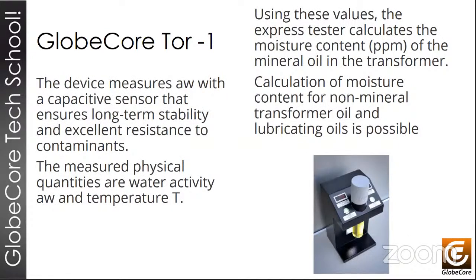Basically, this device measures water activity with a capacitive sensor that gives us very good long-term stability, and it's very stable. It doesn't get interference from contaminants. The device measures physical quantities, water activity and temperature, these two. With these values, the tester itself calculates the absolute content of water in ppm in the mineral oil. It's also possible to set it up for non-mineral oils or lubricating oils like FR3 or what have you. It's very adjustable and the process is very, very simple.